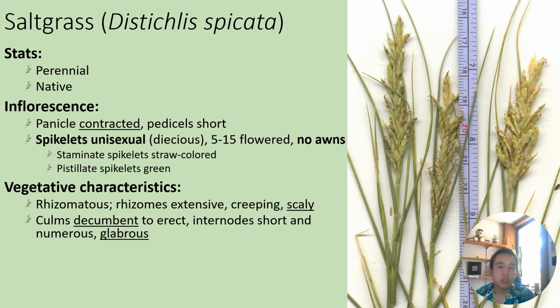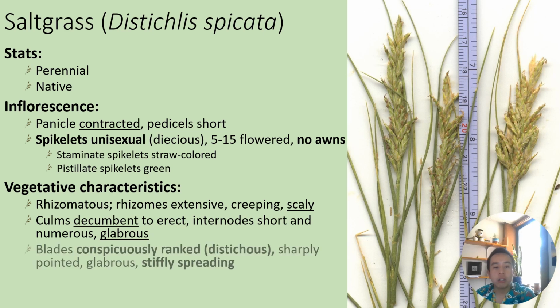And the internodes are typically short and numerous, so it gives it this look where there are a lot of leaf blades coming up in a short internode distance. The leaves themselves are glabrous, which again means hairless, or no hairs. The blades themselves are conspicuously ranked and distichous, which essentially means that they come off on either side of the plant, and they are sharply pointed and glabrous, and they spread stiffly. So they spread out, but they're very stiff.